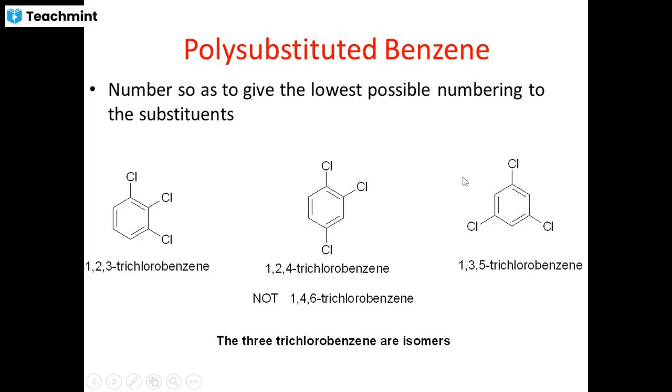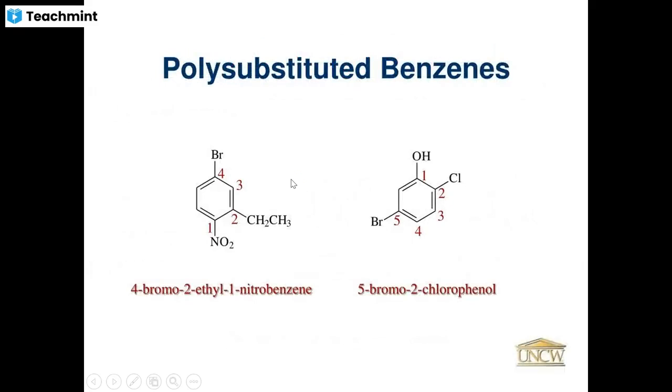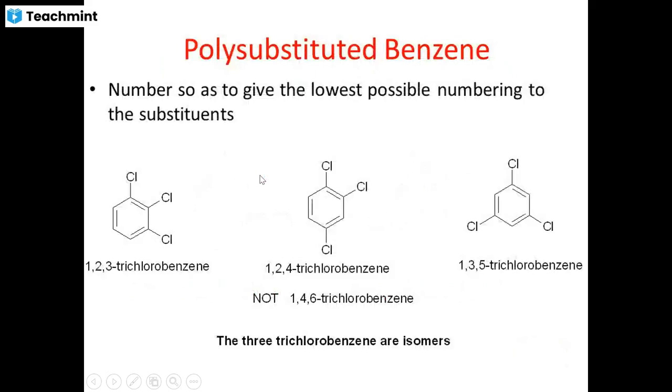These three trichlorobenzenes are isomers of each other. What does isomers of each other mean? They have the same molecular formula but different structures. Trichlorobenzene is the common name of all of these, but they differ in the position of the substituents. So we can say they have the same molecular formula but different structures. In this case they are called isomers.